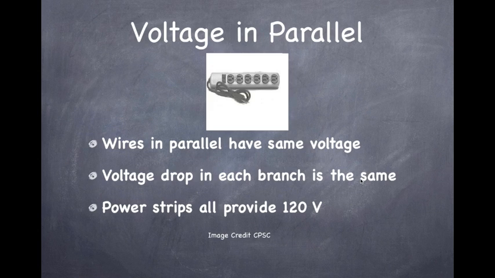Now, one of the great things about parallels is the voltage is always the same. All wires that are in parallel have the same voltage in each branch, regardless of what they are. They all have the same voltage. So every time you plug something into a surge protector, you get 120 volts no matter what. It is the same in all branches, no matter what path there is. As long as it's in parallel, they have the same voltage.